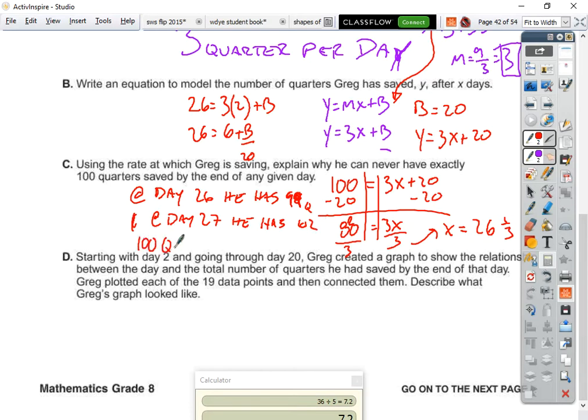100 quarters would occur in the middle of day 26. And you definitely need to show this work too. This is just as good of a mathematical explanation as an English one.